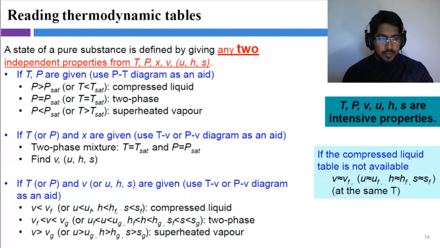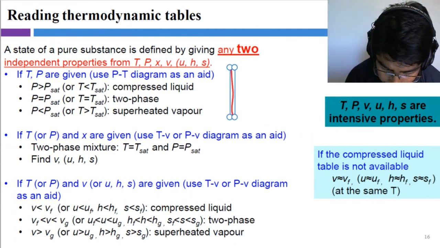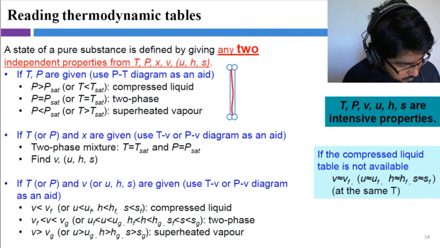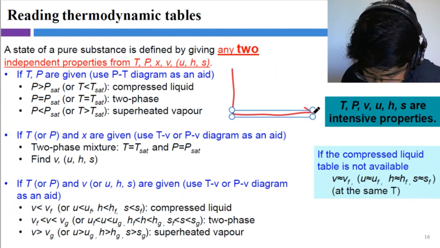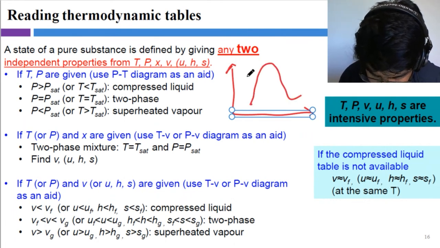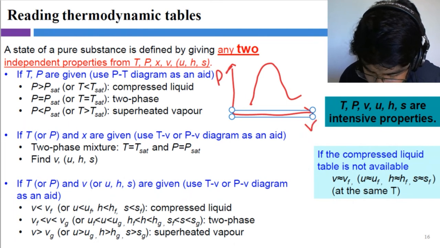Perfect. So now there are other important observations. If pressure is higher than saturation pressure, it's going to be a compressed liquid, right? So you remember, in the previous case, we drew P-v diagrams, and then isothermal lines like this.